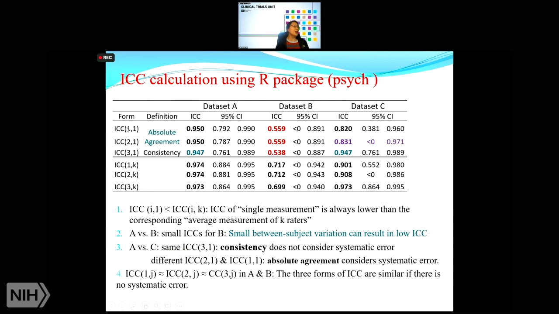And for absolute agreement, ICC 11 and 21, these two forms, the ICC in data set C is smaller than in data set A, indicating that the systematic error reduces the absolute agreement ICC but has no effect on the consistency. Also for ICC 21, this ICC is not even significantly different from zero. And for data sets A and B, because these two data sets have no significant systematic error, the ICCs are very close.